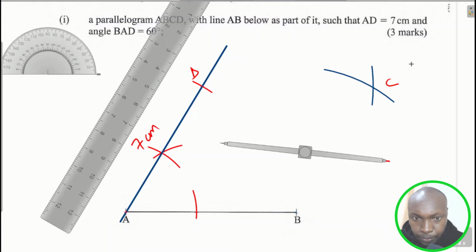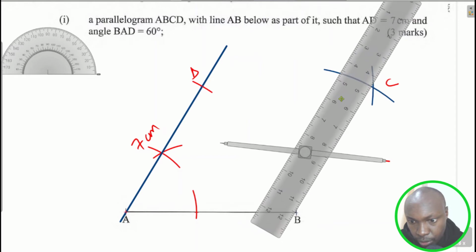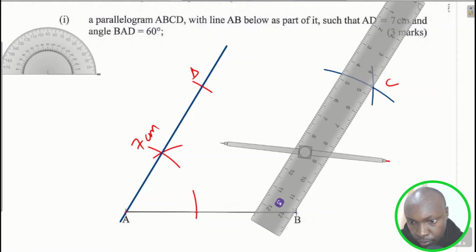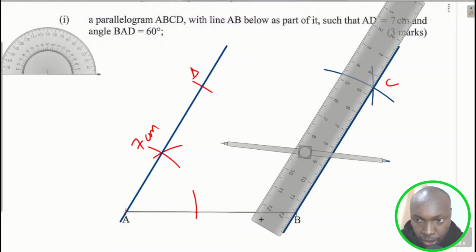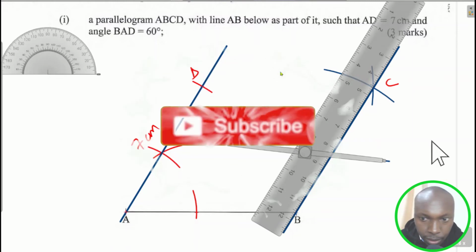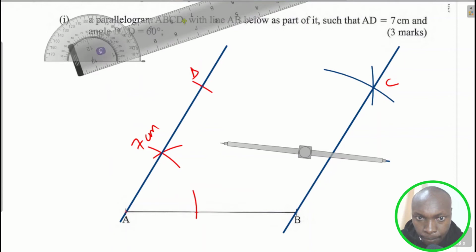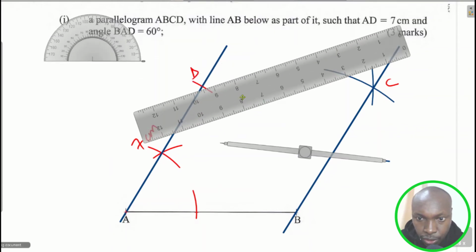So what you're going to do now is to take a ruler and join point B to the point of intersection of those arcs, and then after doing that, we're going also to join the other side, DC, join DC as well.